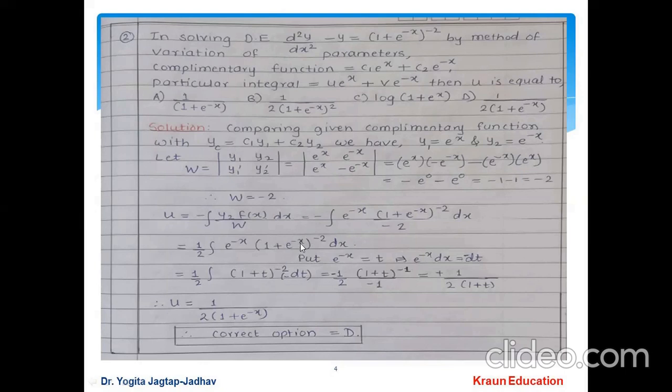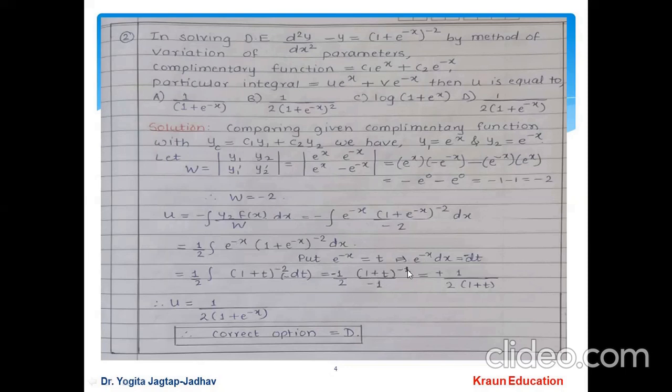Here we have e raised to minus x equal to t, and this e raised to minus x together with dx is equal to minus dt. Therefore, again we can see the minus sign is taken out. Therefore, it is minus 1 by 2. And the integration of 1 plus t raised to minus 2 is what? 1 plus t raised to minus 1 upon minus 1. Again, minus of minus 1 becomes plus 1 by 2.